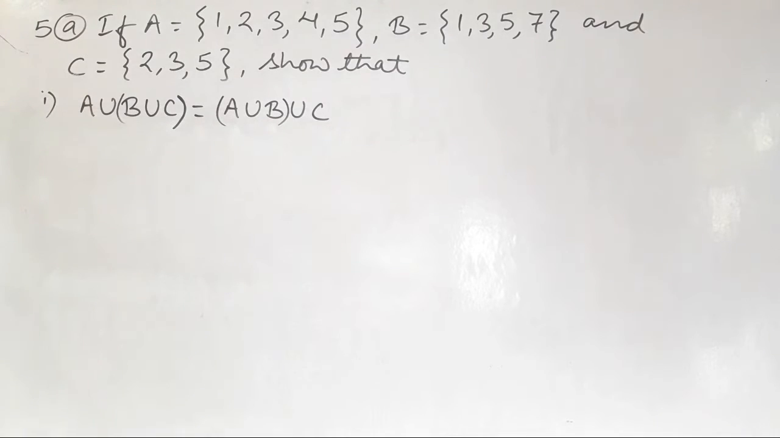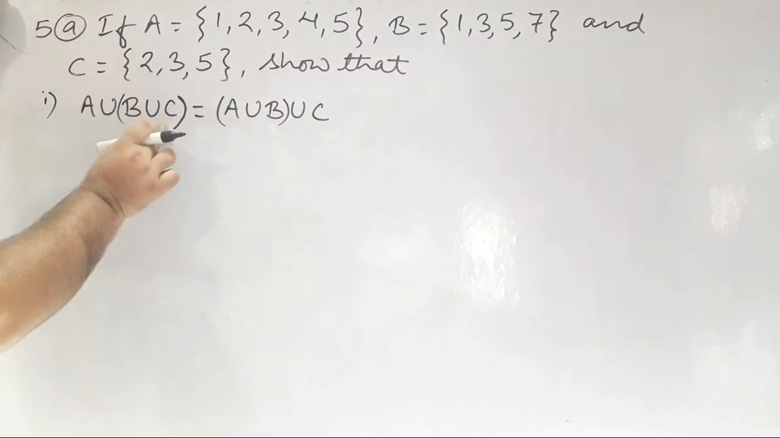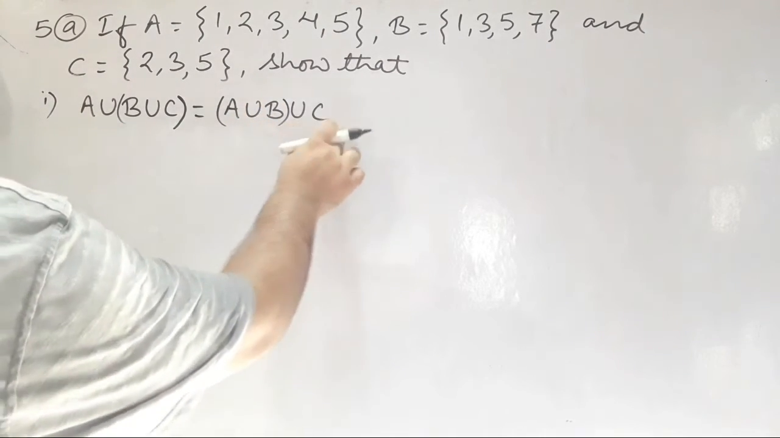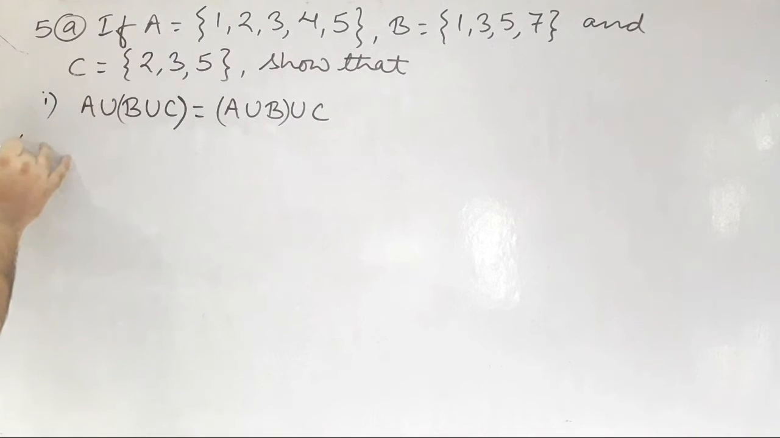Question number 5a. If set A equals the elements 1, 2, 3, 4, 5, set B equals the elements 1, 3, 5, 7, and set C contains the elements 2, 3, 5, we have to show that A union (B union C) equals (A union B) union C. We'll start from the left hand side.